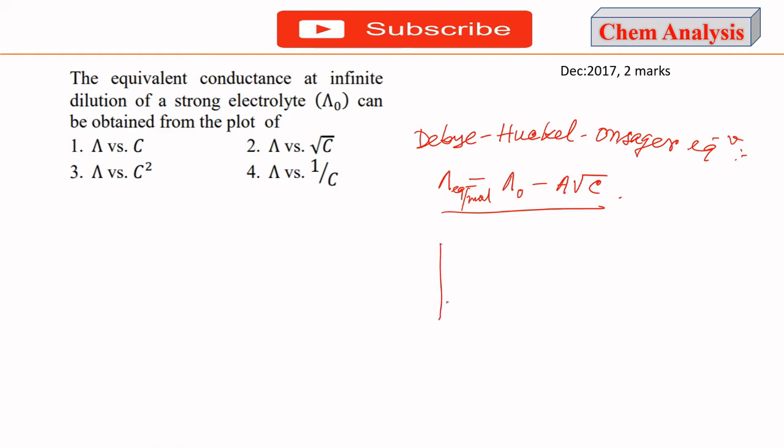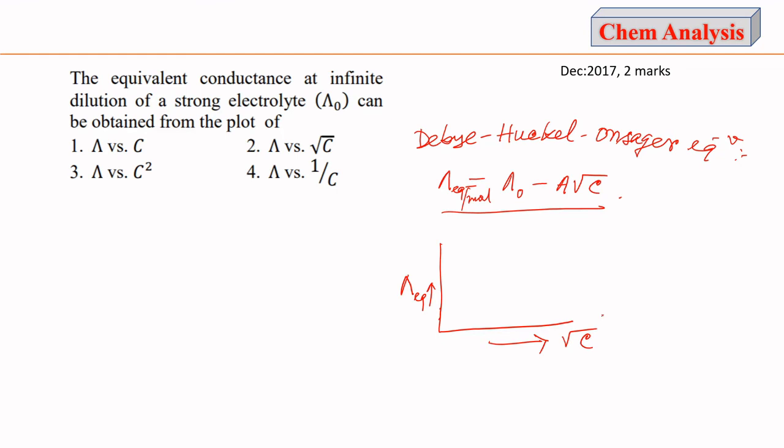And if we plot a graph for a strong electrolyte, that is lambda equivalent on the y-axis and root over of concentration on the x-axis, then for a strong electrolyte the graph will be like this, that is a straight line, and at infinite dilution, that is when C is equal to 0 or root over of C is equal to 0, then from the intercept we can get the value of lambda 0, that is equivalent conductance at infinite dilution.